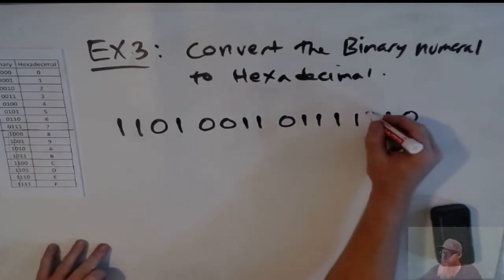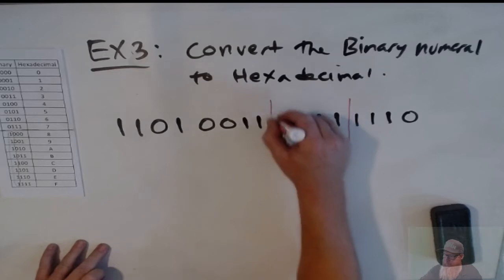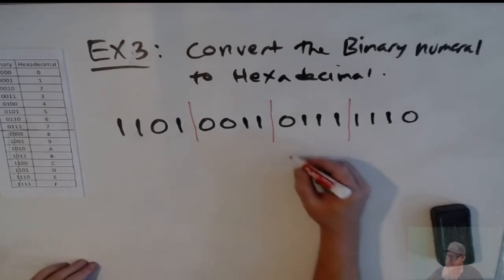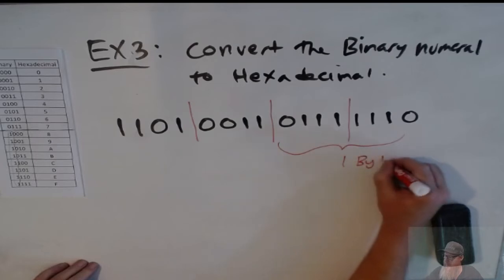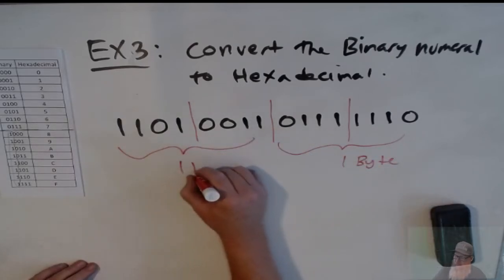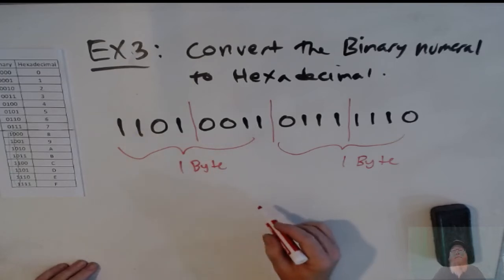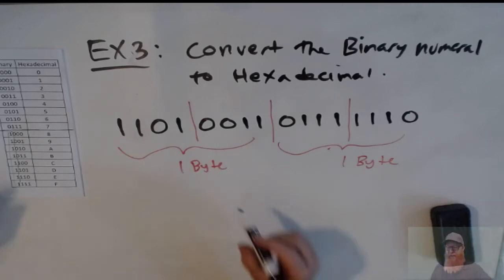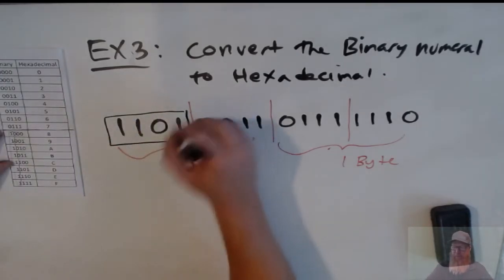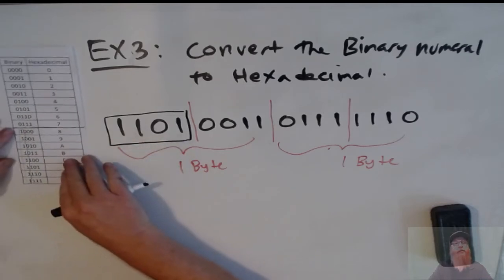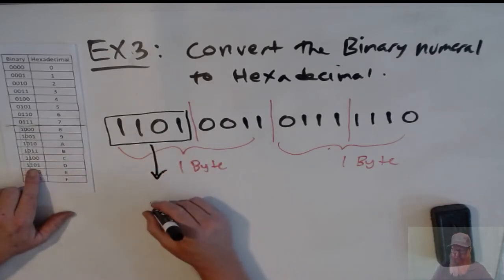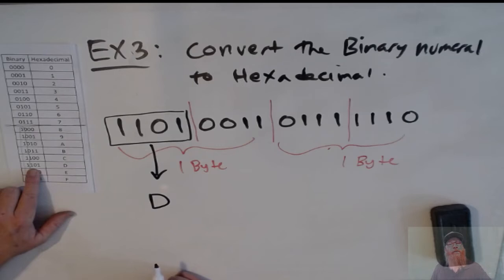So we want to group these into groups of 4. So this would be 1 byte. This would be another byte. So altogether, this is 2 bytes. Okay, and we just do them 4 at a time. So 1, 1, 0, 1. We look at our sheet. 1, 1, 0, 1 is D.